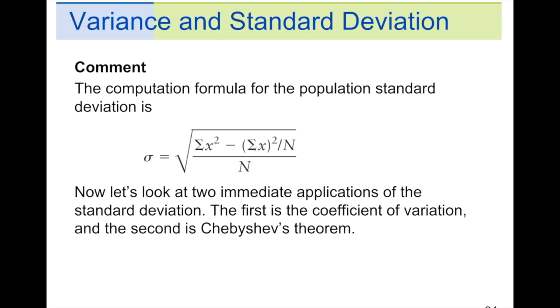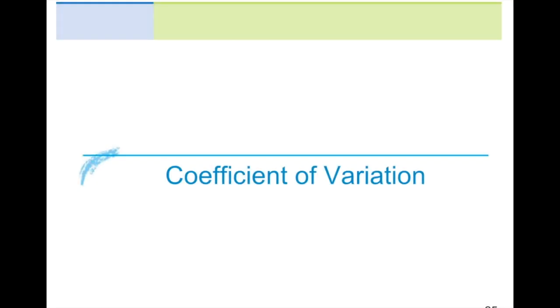Comment. The computation formula for population standard deviation is. Now let's look at two immediate applications of the standard deviation. The first is the coefficient of variation, and the second is Chebyshev's theorem. Coefficient of variation.